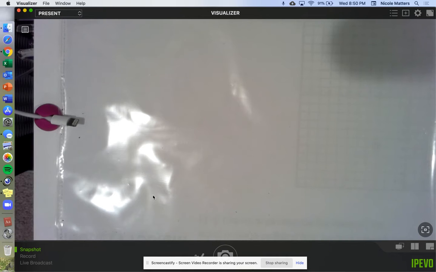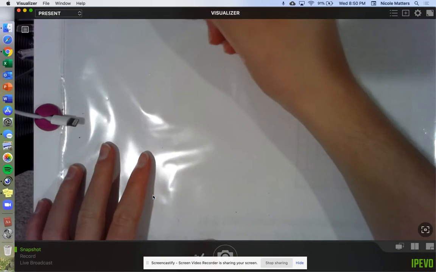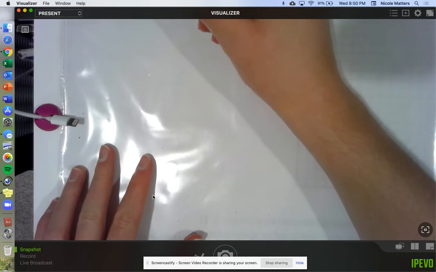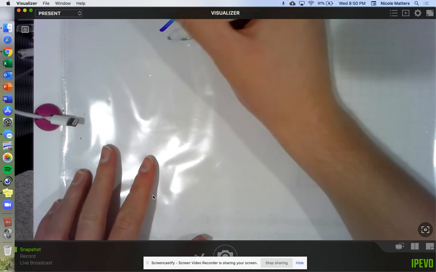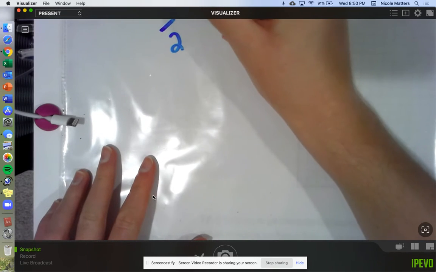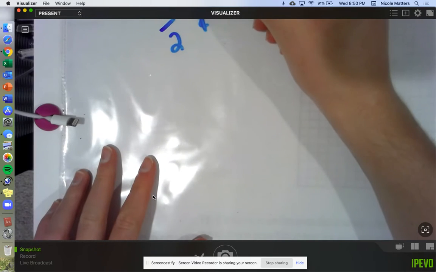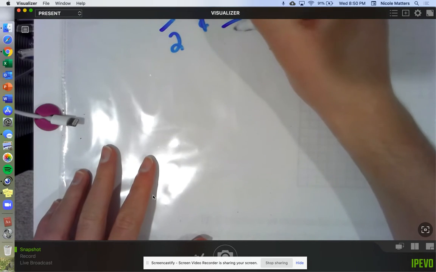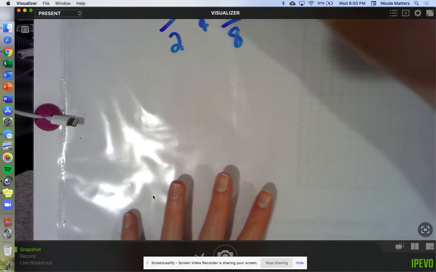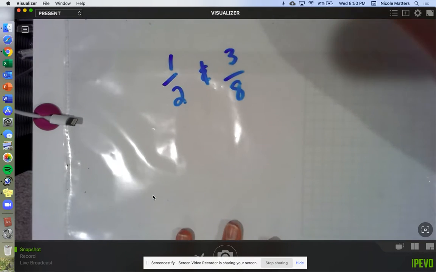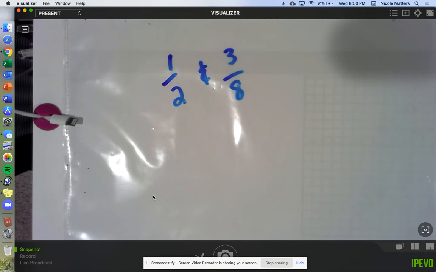So let's say I have the fractions 1/2 and 3/8. Oh, I'm so sorry. I did not realize I was writing where you could not see. Okay, so I know I can't work with these because they don't have the same denominator.